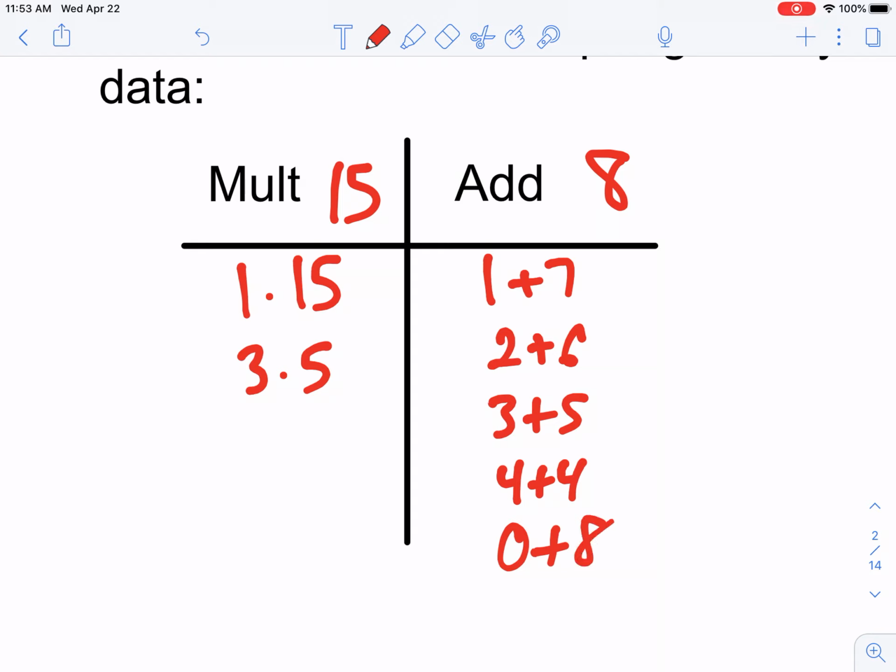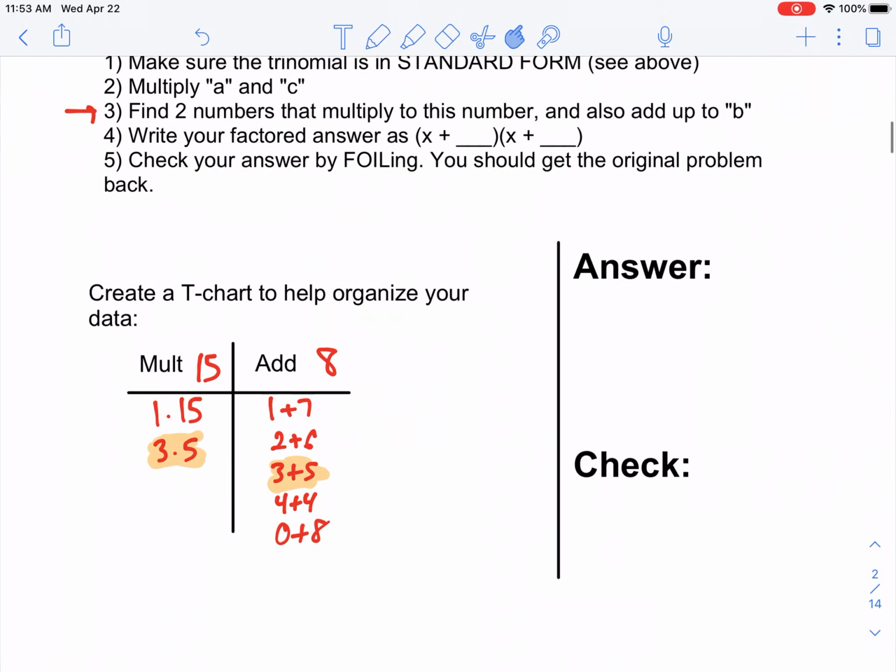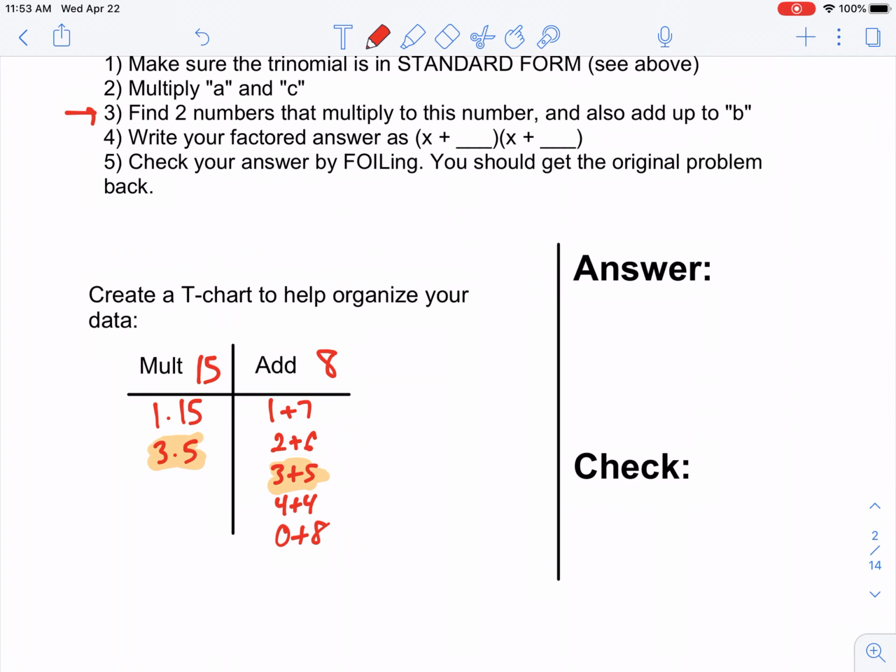But now, compare both lists. Which numbers in the list are exactly identical matches? These two, 3 and 5. 3 times 5 is 15. 3 plus 5 is 8. So those are our two key numbers, 3 and 5.